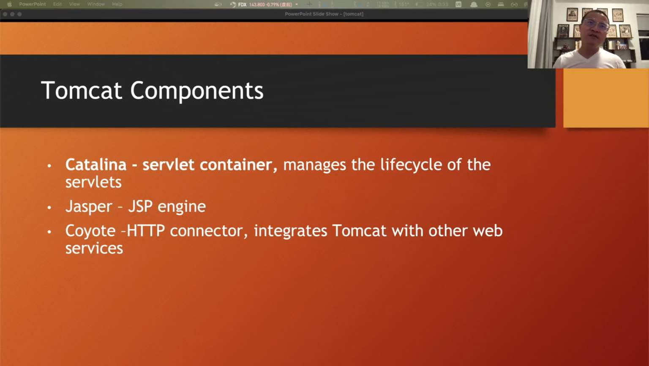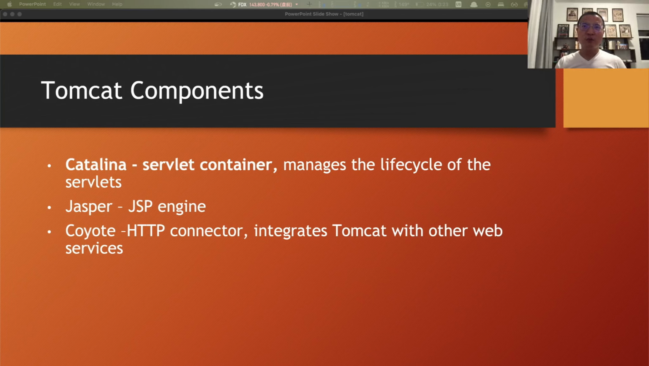Next, let's quickly review the three main components of Tomcat, which are Catalina, Jasper, and Coyote. Let's start with Catalina, the servlet container. Catalina is the core component that basically handles the lifecycle of all servlets. It implements specifications for servlets and JSP. Jasper is a JSP parser, or you can call it Tomcat's JSP engine.